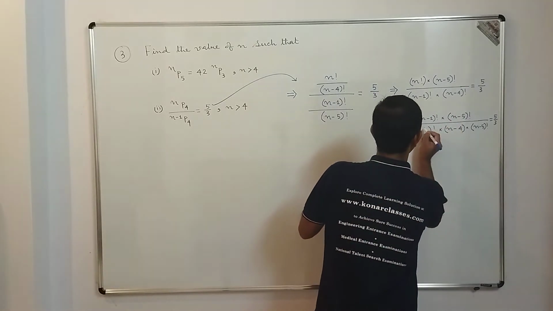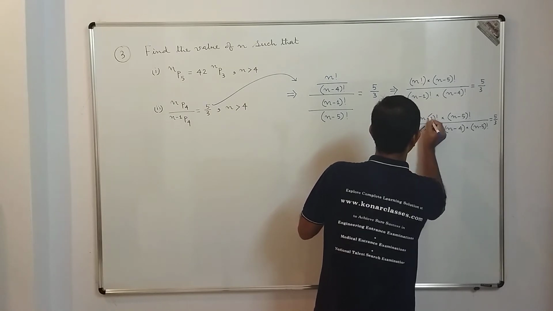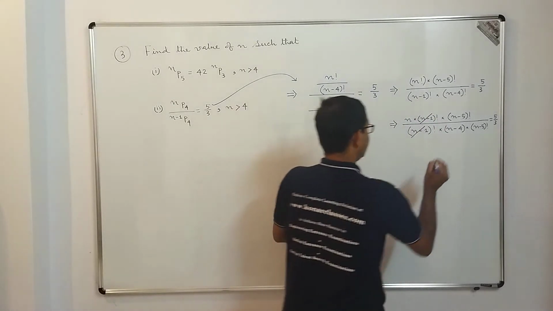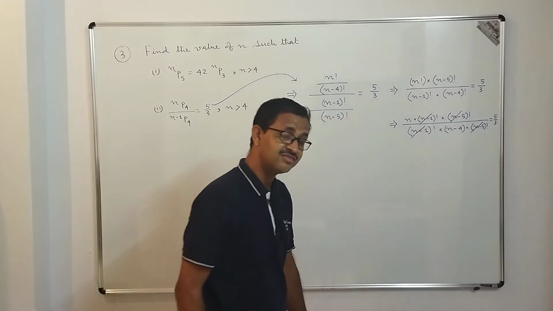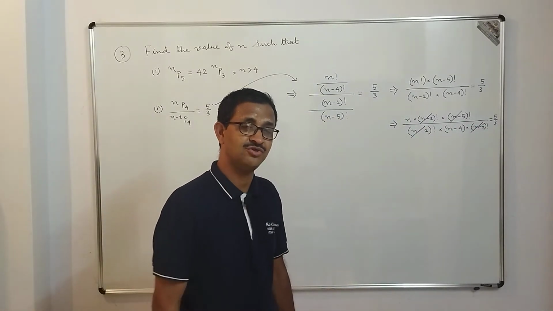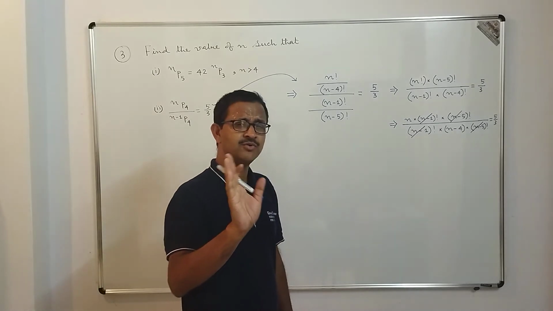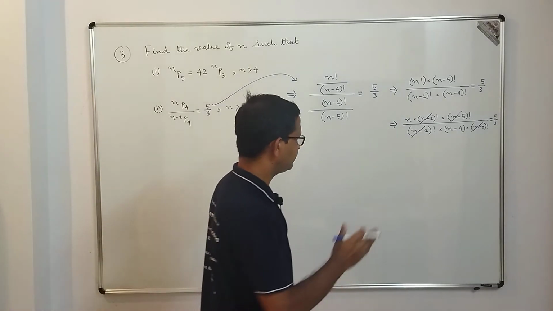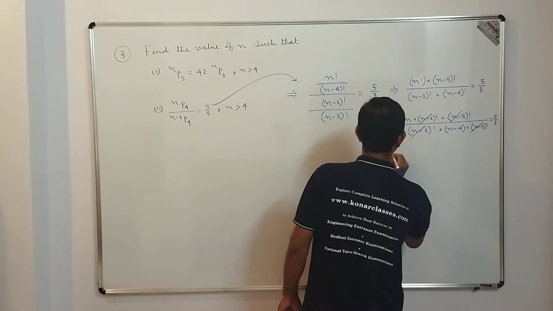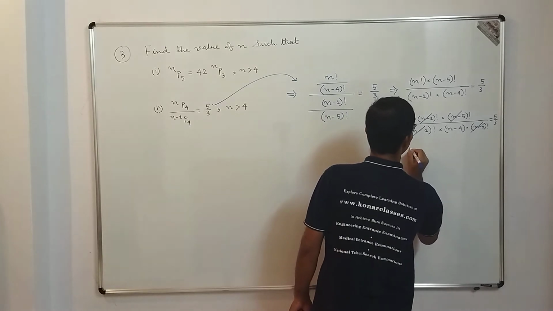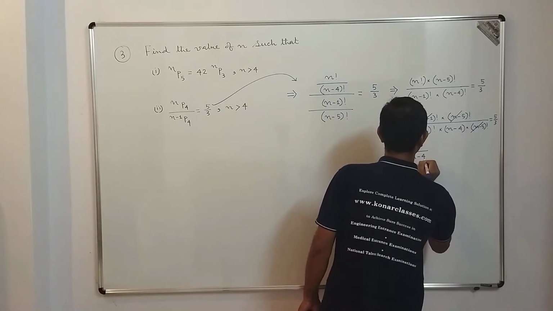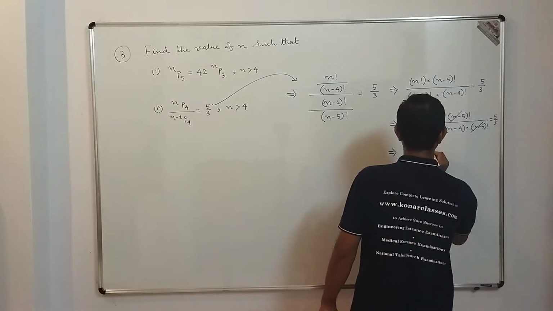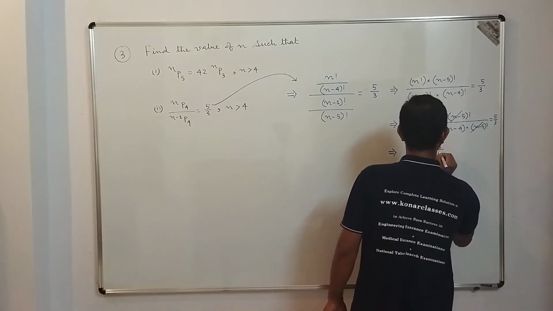So what we get, dear students? n minus 1 factorial, n minus 1 factorial got cancelled. n minus 5 factorial, n minus 5 factorial got cancelled. How are you able to cancel it? Because both of them are not equal to 0. Factorial of anything cannot be equal to 0, so we can cancel it. So what we are going to get from here, dear students? We get n by n minus 4 is equal to 5 by 3.